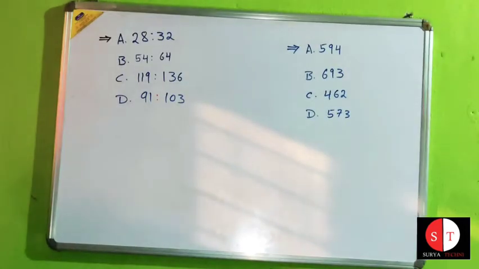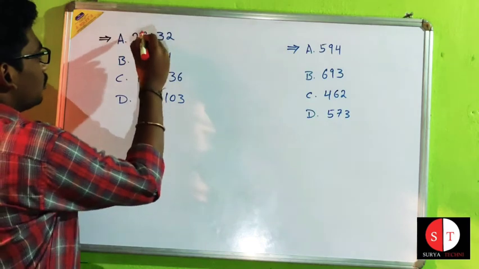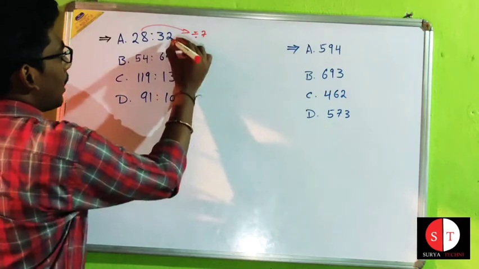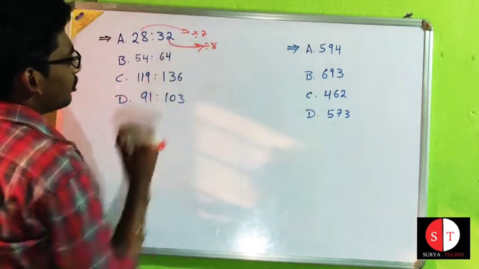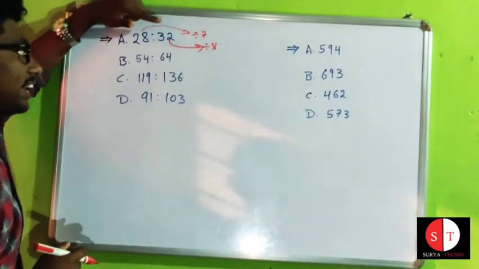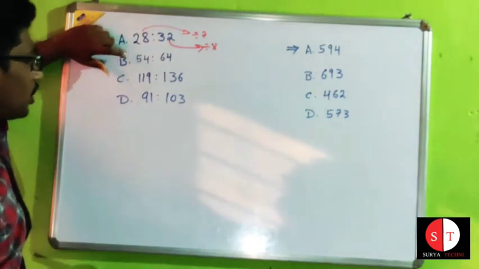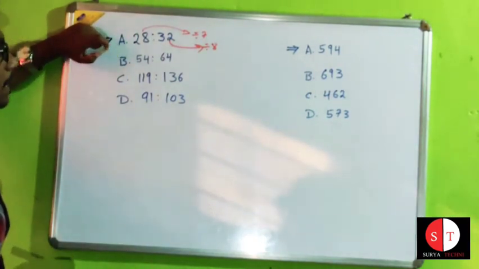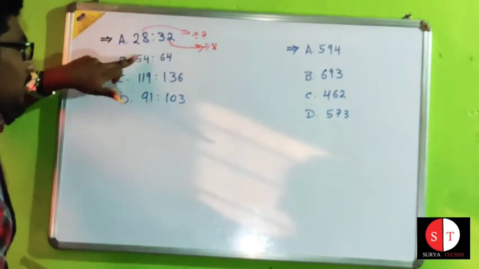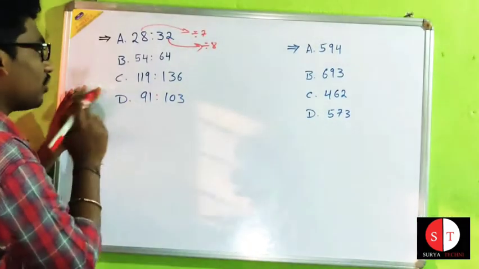Okay, now I have to calculate that. The first is divisible by 7 and the second is divisible by 8. That means in the table of 4, 4 sevens are 28 and 4 eights are 32. Okay, 54 is not in any table of 7. 64 is in the table of 8, 8 eights are 64. But 54 is not. So there is no match there.